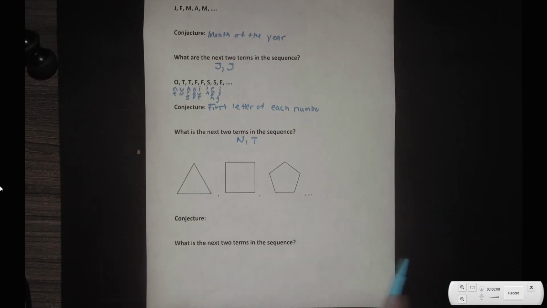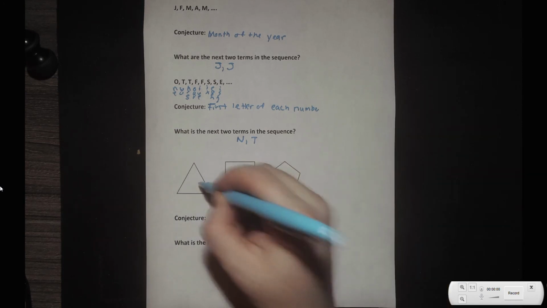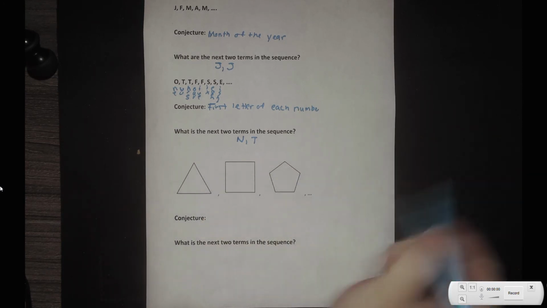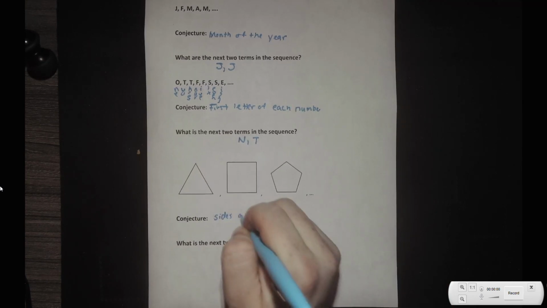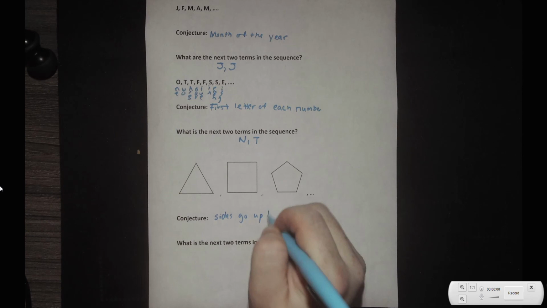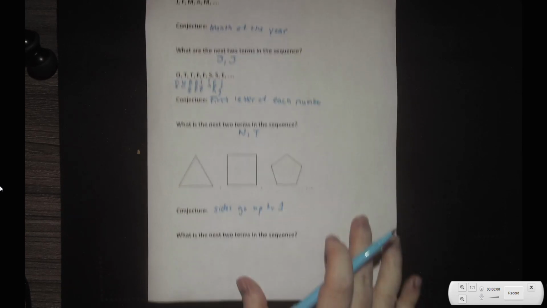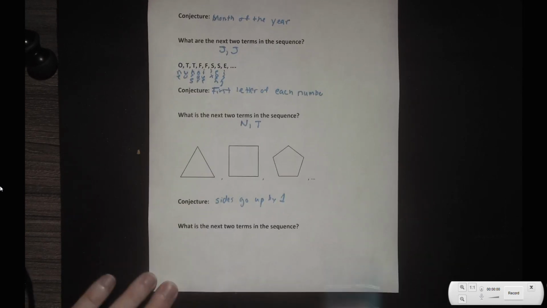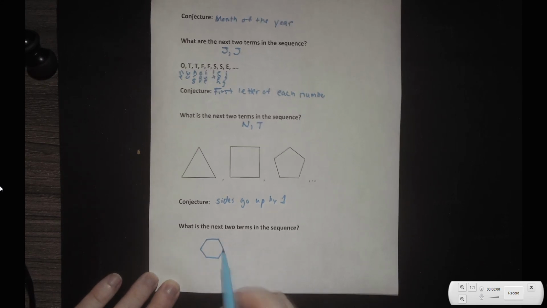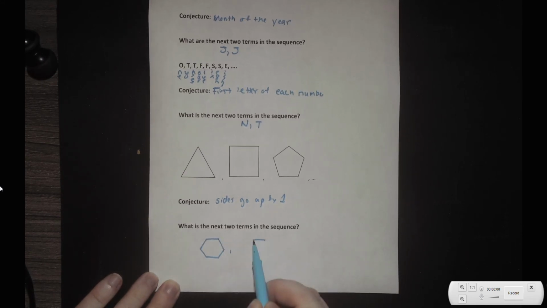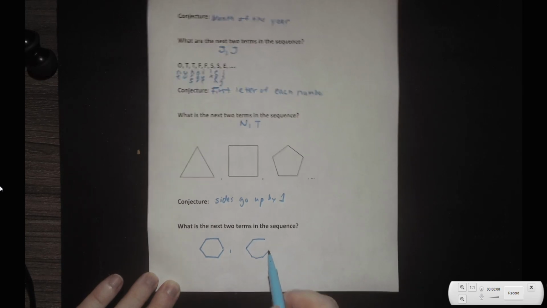Okay, finally we got a pictorial pattern here. So 3-sided, 4-sided, 5-sided. So sides go up by 1. What are the next two terms in the sequence? Well, it's hexagon. And then what we call a heptagon.